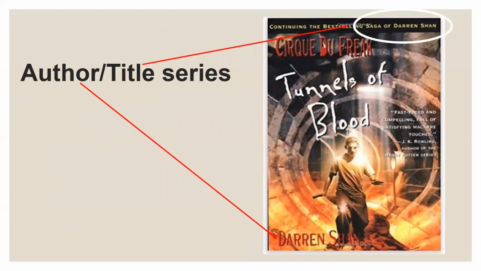So we're going to look at this book. We think it might be an author title series. On the cover of the book, we're looking at Tunnels of Blood, and it says, "Continuing the best-selling saga of Darren Shan." So that looks like it could possibly be a series, but we're not going to just stop there. We're going to keep looking at the book.